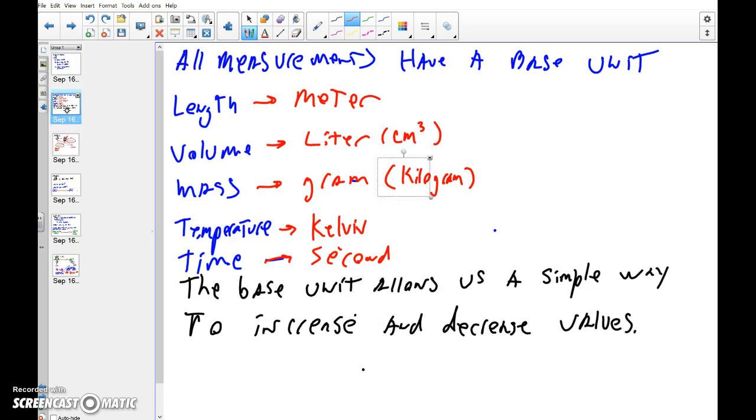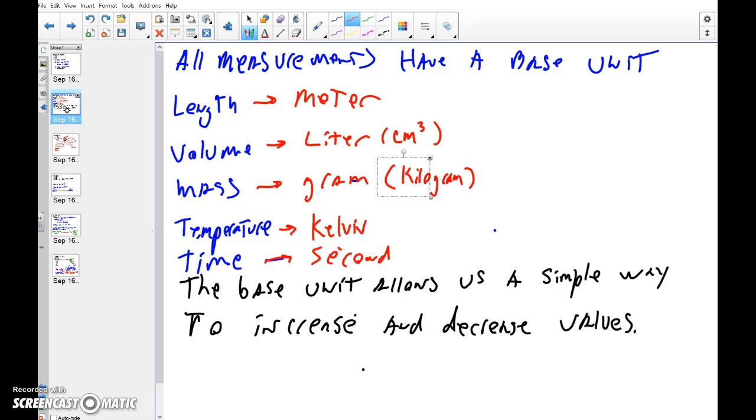First off, each measure has a basic unit that applies to them. For instance, length, the unit we use is meter. Volume, the unit we use is liter. Mass, the unit we use is gram. And temperature, the unit we use is Kelvin. I know you were expecting Celsius there, but Kelvin is very related to Celsius. It's a simple conversion. And the last thing is time. You probably don't often think of time as a unit of measure, but it is, and the SI unit for that is second. So these are all the base units that we use when performing science.